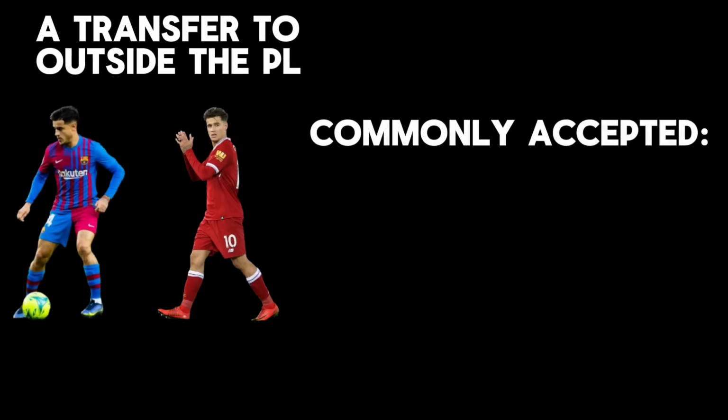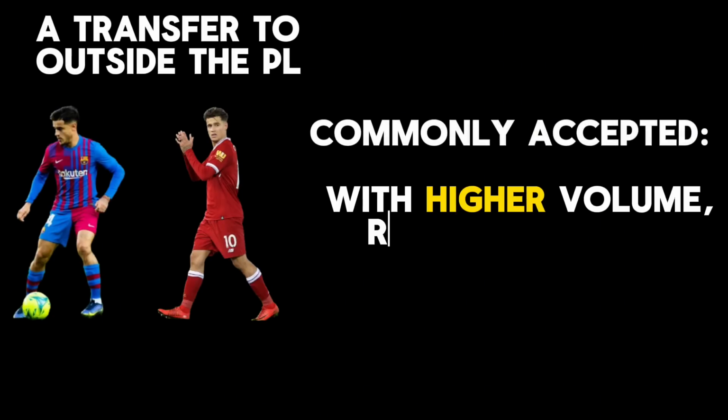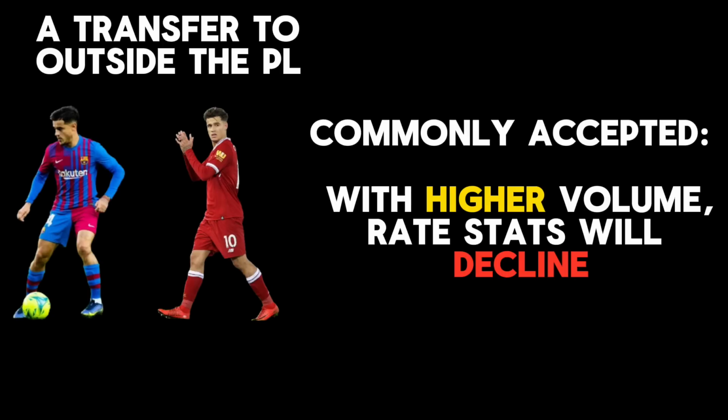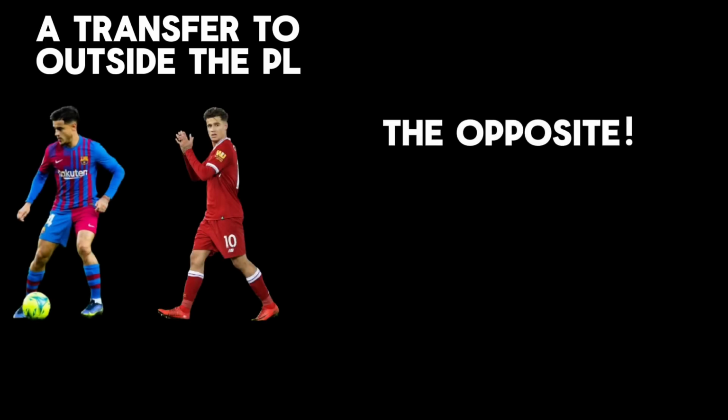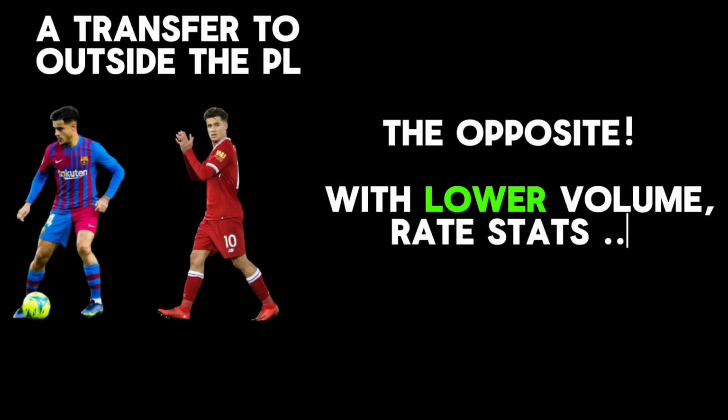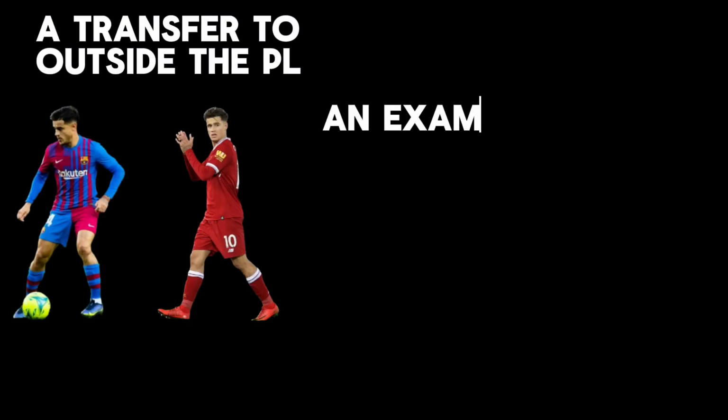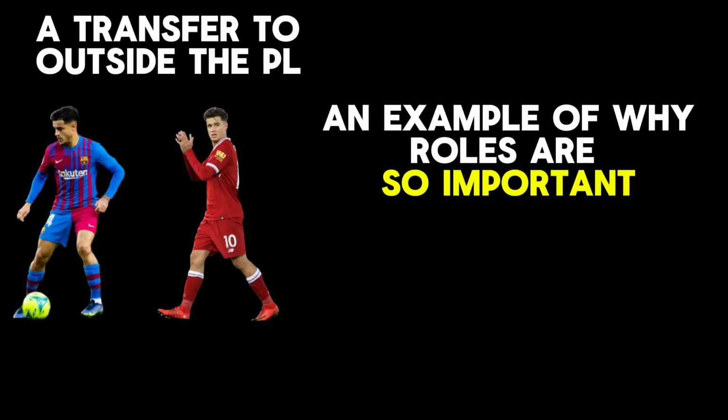It's commonly accepted in several sports that with higher volume, it's hard to maintain your rate stats. In the NBA, when you shoot more three-pointers, you likely are going to shoot a lower percentage. But this is the opposite. Coutinho's usage went down, but his actual end product metrics went down even more. This is an example of why a player's role is so important.